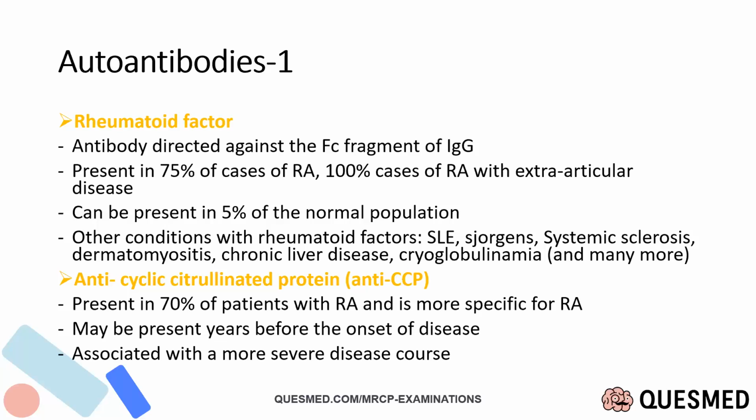Whereas anti-CCP is much more specific for rheumatoid arthritis and is present in around 70% of patients. And it's often associated with much more severe disease and often erosive disease as well. And it can be present for many years before patients actually develop clinical signs.